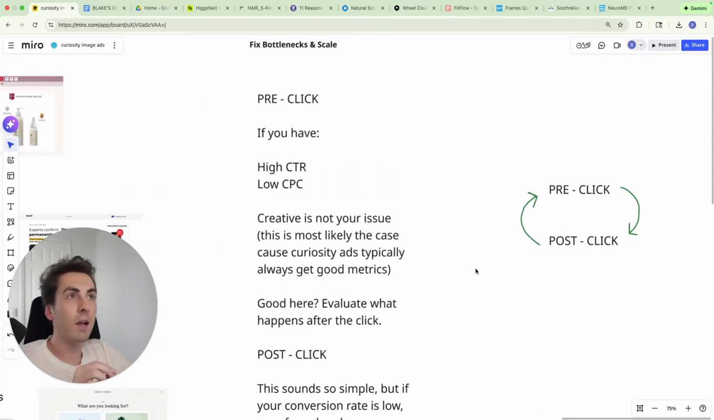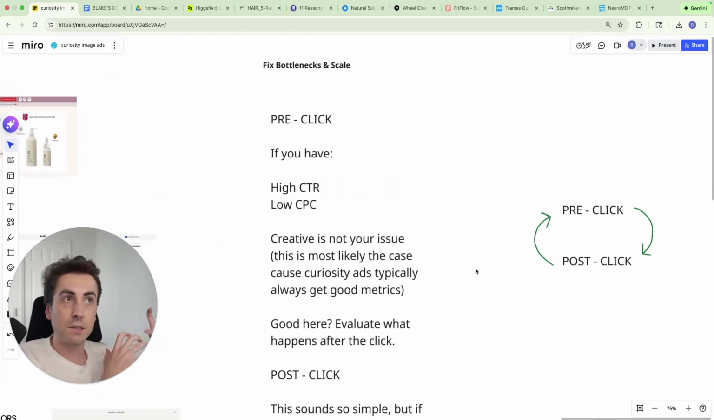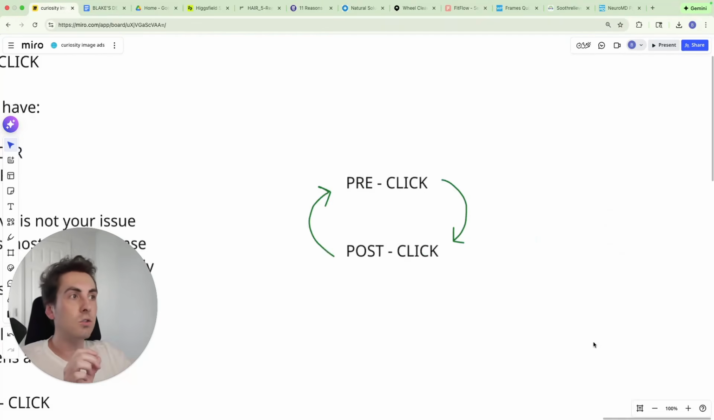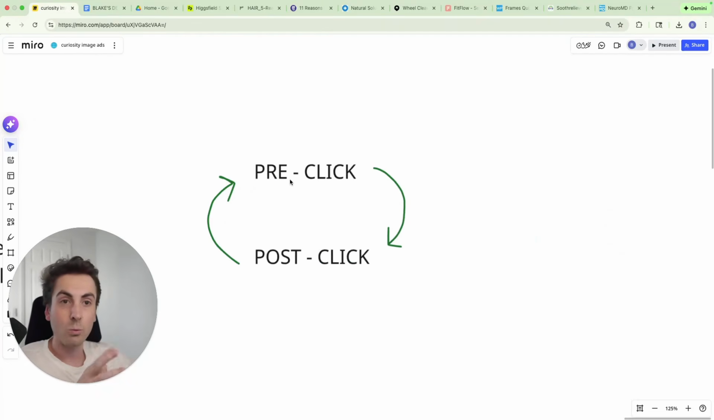And I want to simplify it because from here, you just fix the bottlenecks and you scale. You might not even have bottlenecks, but I want to break it up into just two parts. You have pre-click, which is your ad, your curiosity ad, and you have post-click. Post-click is what happens after they click on the ad to go to your website. This is a revolving 360, right? Yin and yang. Just simplify it to these two things. If you have a pre-click problem, test more of these curiosity ads. If you have a post-click problem and it's not converting once people get to your website, this is probably what I would imagine most people will struggle with, then work on that.